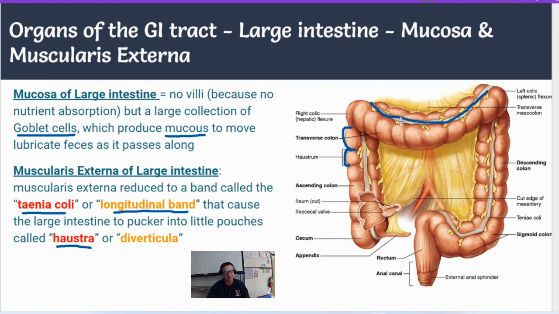And you got these little tiny pouches. I don't even think they have a function, to be honest with you. Not everybody has these. They're called diverticula, just little pouches. You just got to kind of know what they are. They don't really have a function. You've probably heard of diverticulitis.